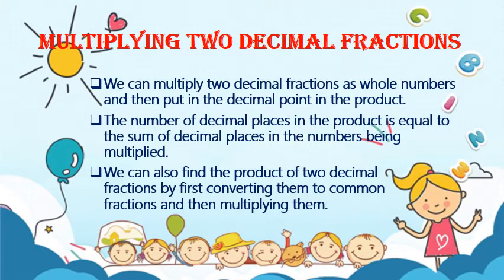We can also find the product of two decimal fractions by first converting them to common fractions and then multiplying them. So this is the second way to multiply two decimal fractions.